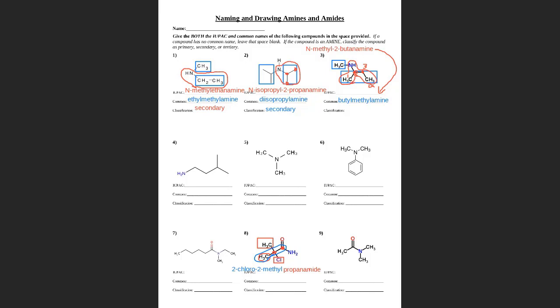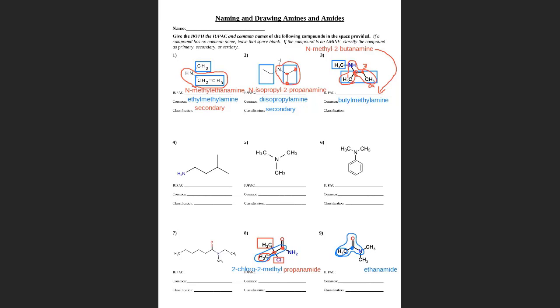Now, I do want to do one more, number 9. I know we're getting a little bit late, but I do want to go over just this one more because I want to show you what happens if you have carbons attached to that nitrogen. So I have the nitrogen here. I have this amide group. It's the 2-carbon amide. So this is going to be ethanamide. Okay? But ethanamide is the root name.